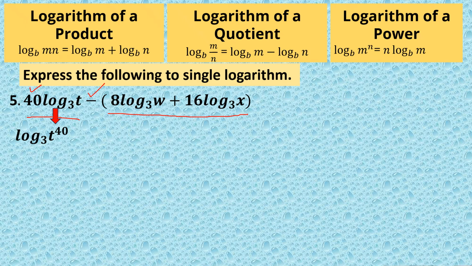So that's log of t to the 40 to the base 3. Again, the 40 there is an exponent of t, and then minus that one will be that 8, which again is the power of w, so that becomes log of w to the 8 to the base 3, and then that 16 log of x to the base 3 will be expressed into log of x to the 16. That 16 is the exponent of x, so that can be written now in this manner.